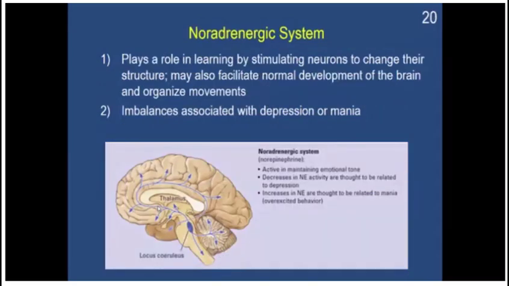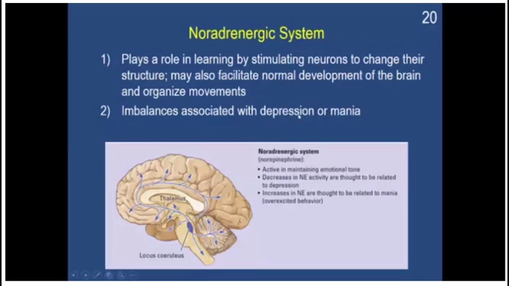The noradrenergic system, this is responsible for really making sure our body is activated and processing and able to respond to stimuli in our environment. It is one of the key players in the stress response system and managing whether or not we engage or retreat or withdraw from a situation. So it plays a major impact on our emotions.